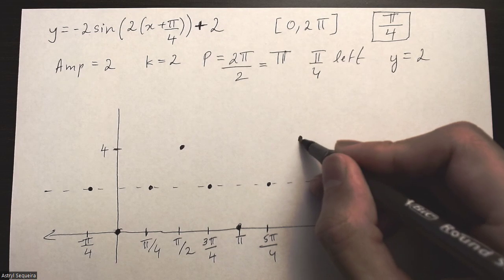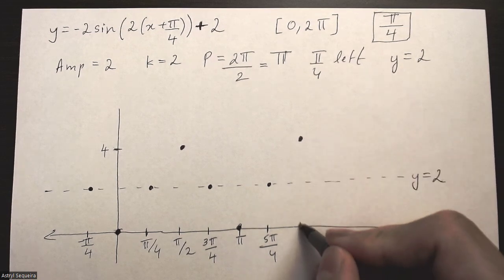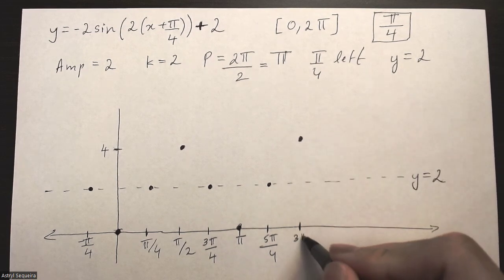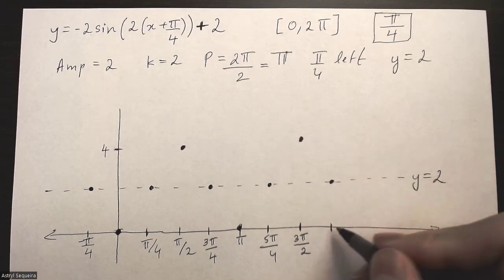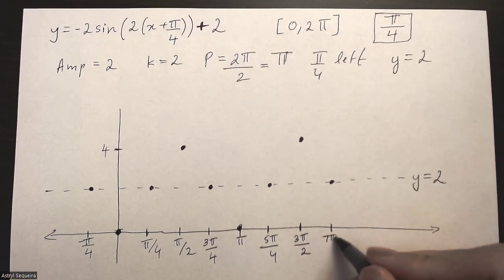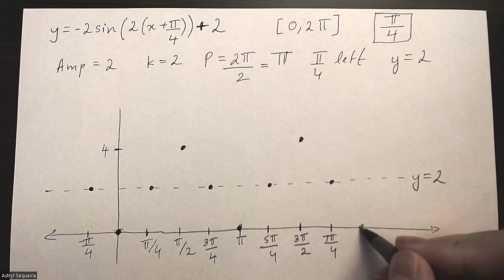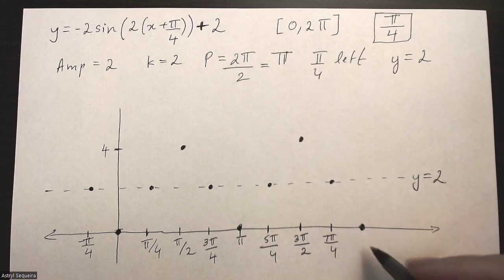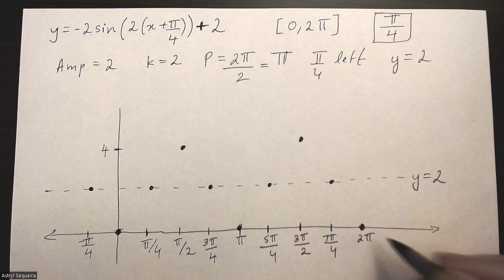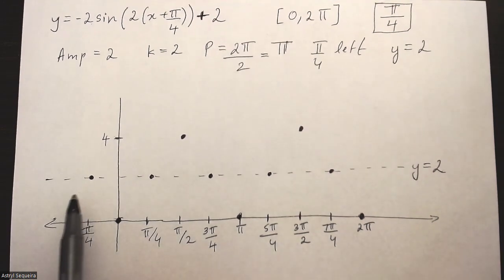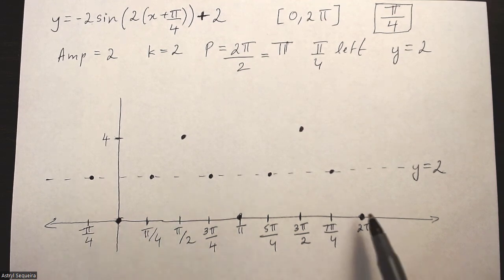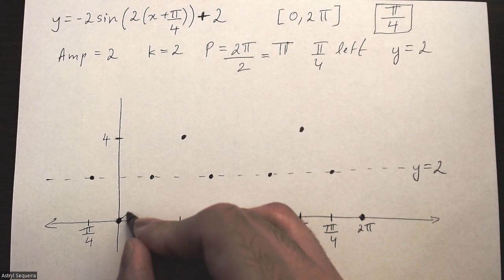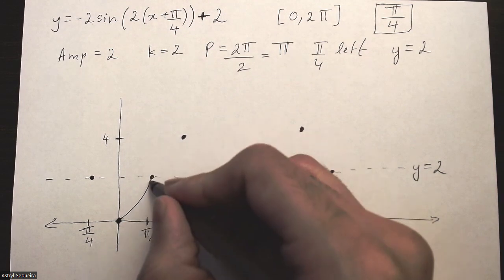I'll keep going till I hit 2 pi. This is going to be adding another pi over 4, so that's 3 pi over 2. And then this one over here is going to be 7 pi over 4. And if I add another pi over 4, my last point for this graph is going to be at 2 pi. When sketching out your graph, don't include that first 2 points because we only want to draw between 0 and 2 pi. I'm going to go like this.